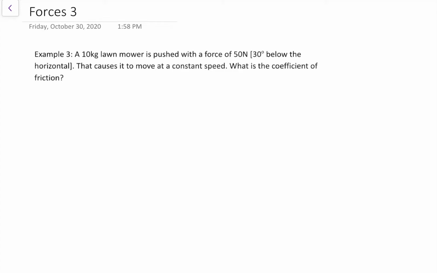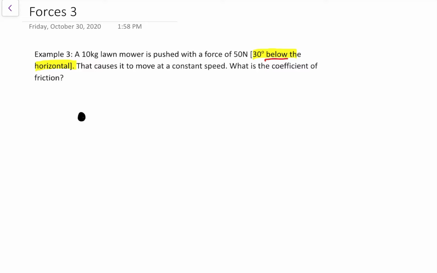Another F net equals ma question. Another force on an angle, but this time it is below the horizontal. That'll change things subtly, but the same method will get us through this. Hopefully it's becoming a little bit routine. When given an F net equals ma style of question, we're going to draw the free body diagram.